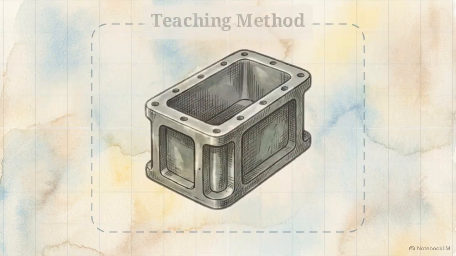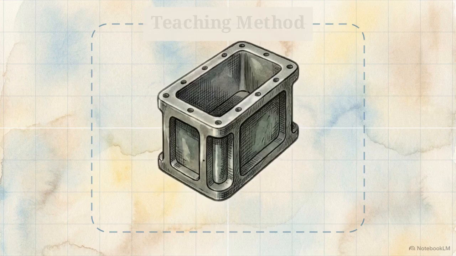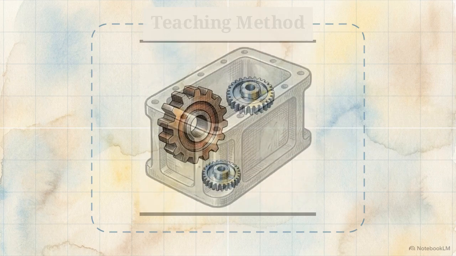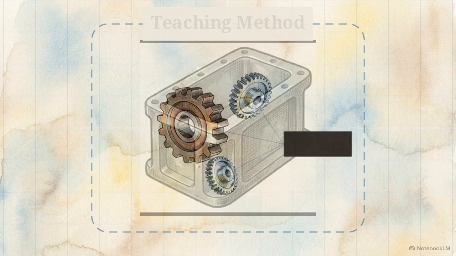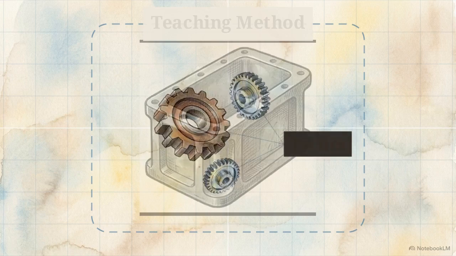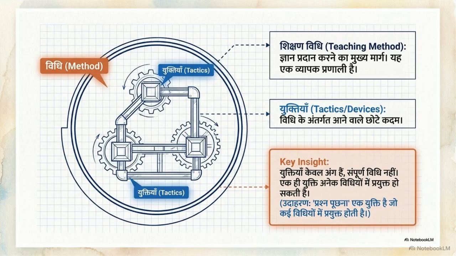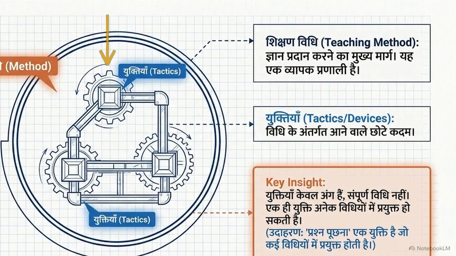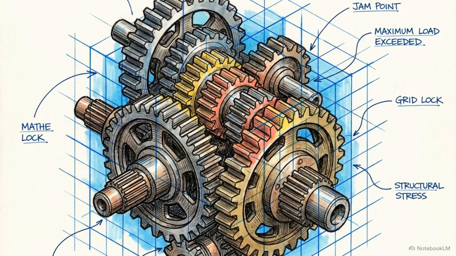The first step in deconstructing this machinery is distinguishing the overarching framework from the individual components driving it. We separate the broad teaching method from the specific tactical actions. This illustration maps that exact relationship. The method acts as the structural casing, the complete system boundary. The tactics are the specific, interchangeable gears mounted inside, like asking a targeted question or prompting a debate, which physically drive the student forward.